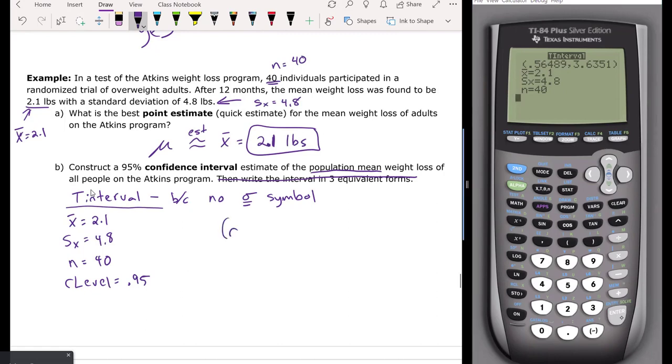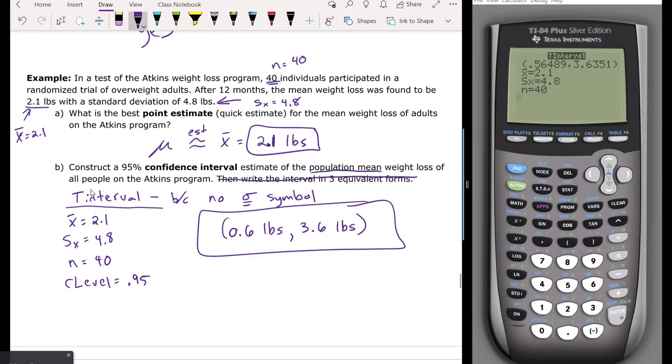Okay, we're just going to say like 0.6 pounds, and then 3.6 pounds. So anywhere between 0.6 and 3.6 pounds. That's going to be your confidence interval.